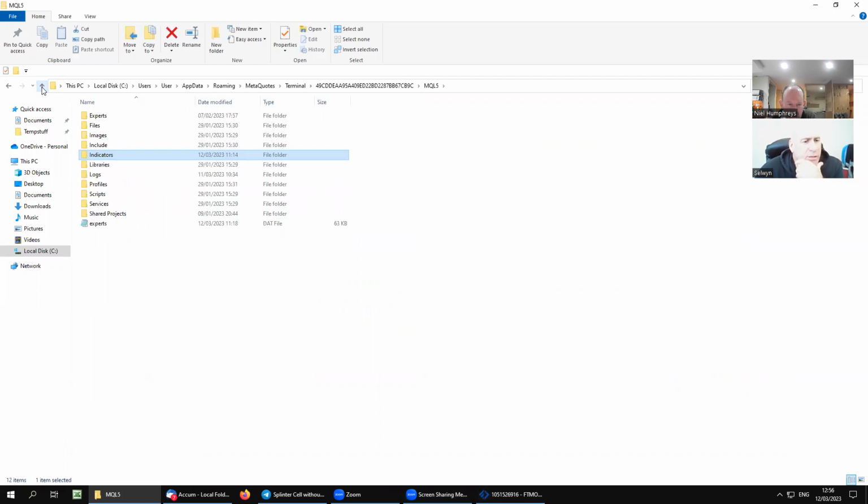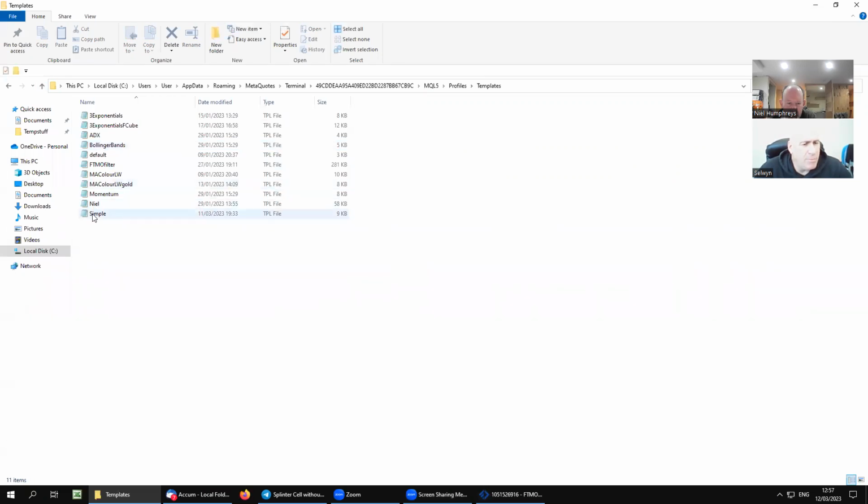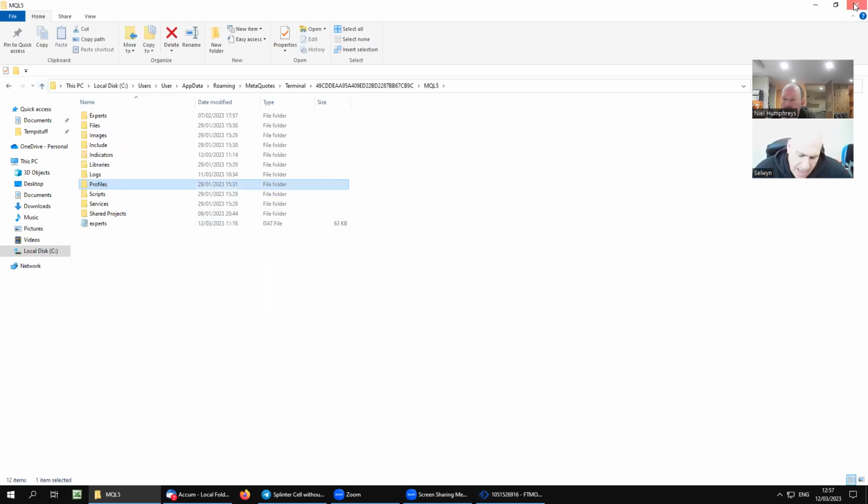The templates go in a different place. Where in? They go into profiles, and templates here, and you put them in. I put them in there, and nothing came up, but I'll try again afterwards. That's fine.